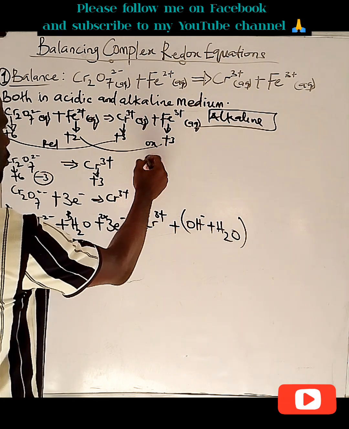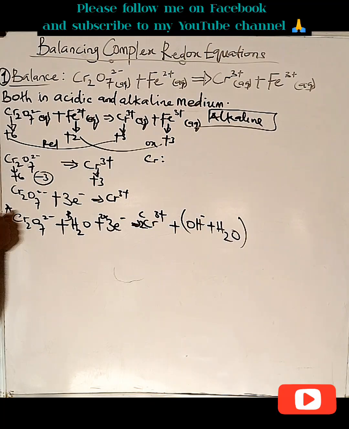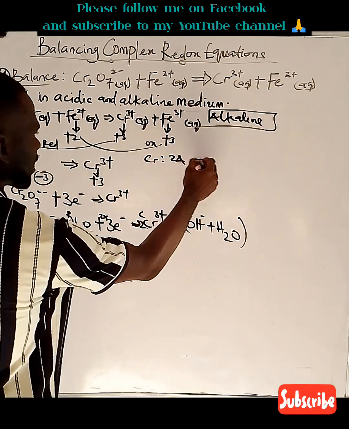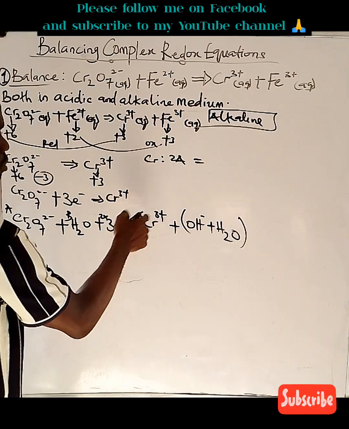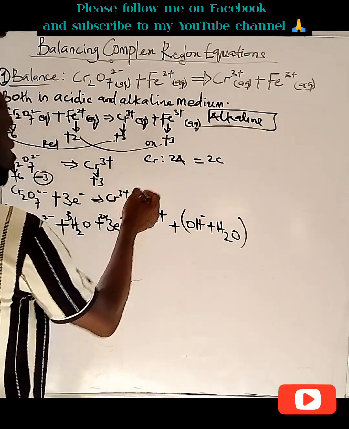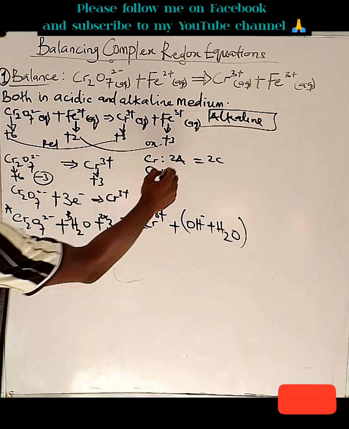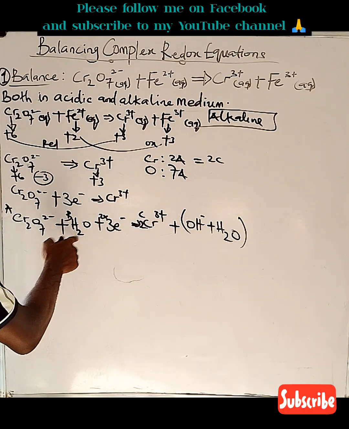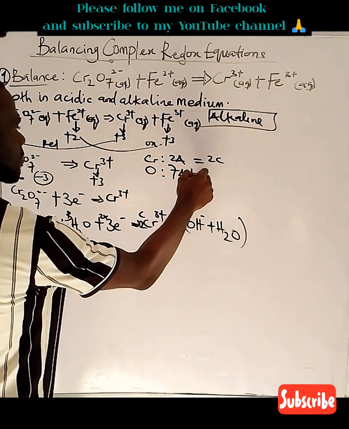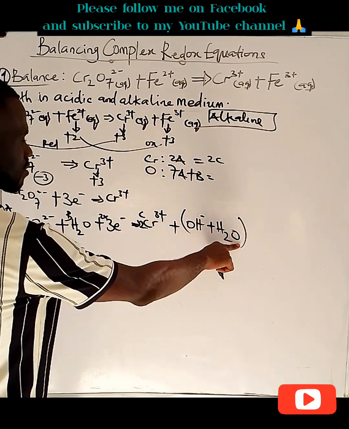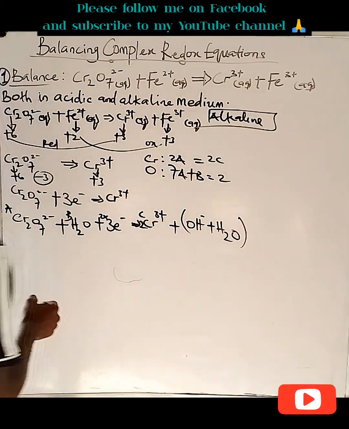So first we're going to attend to the chromium. Let's quickly do that here. The chromium ion, there's 2 atoms of chromium, 2A. No other chromium here. Then on the product end, we have 2 atoms of chromium, which is 2C. You're done with that. That's equation 1. Then the oxygen, we have 7 atoms of oxygen, 7A. Then you have oxygen here, also 1 atom, plus 1B, equals, then on the product, we have 1 atom of oxygen here, plus another 1 atom, that is 2. We're done with oxygen.